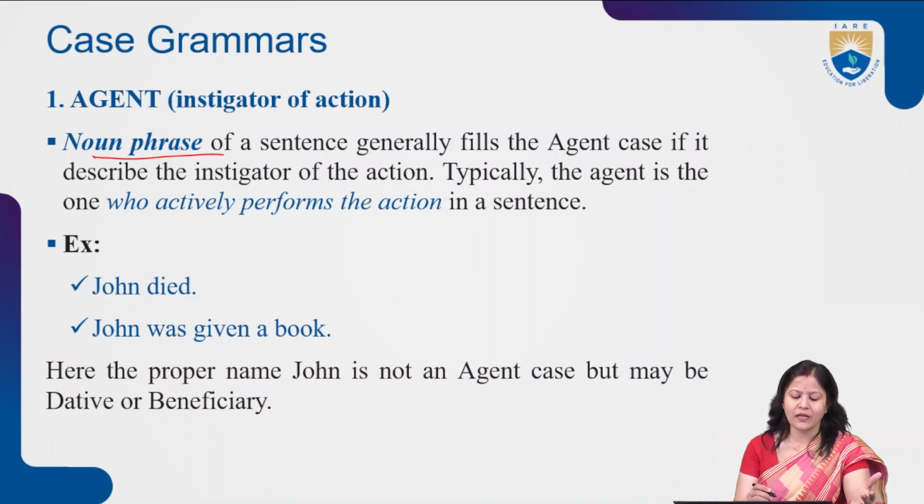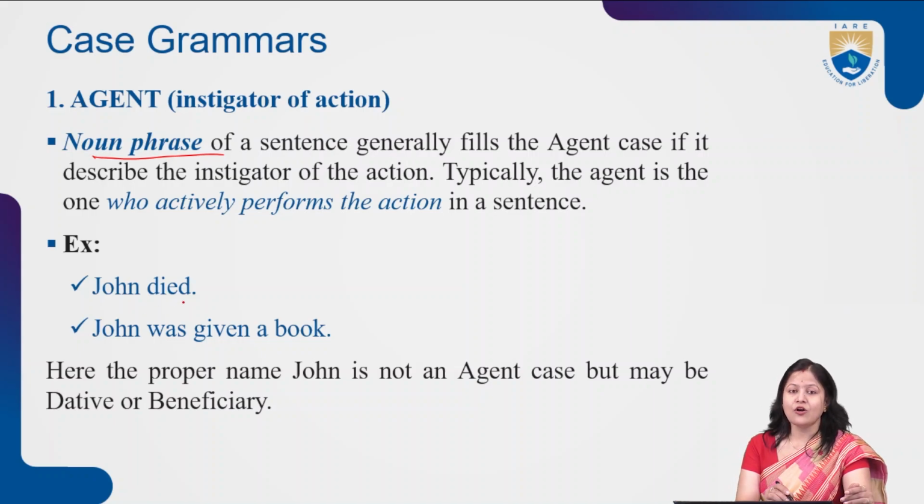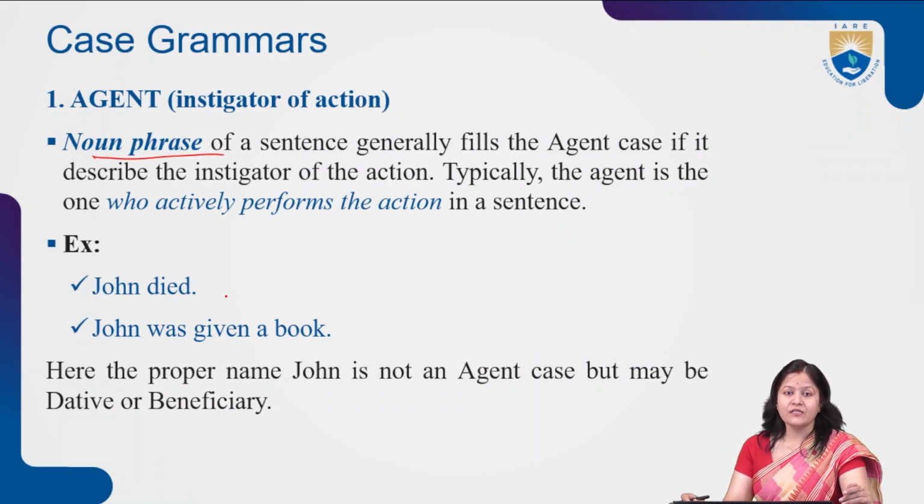Now you can see the example here. "John died." Second statement, "John was given a book." In the first statement, is John an agent? No, John is not an agent. John is not performing an action, and for dying, anybody does not perform any action; it is a natural death, normally we consider. So in "John died," the proper name is not an agent case, but it may be a dative or beneficiary case. John is not performing the action, so that is why John is not an agent. Second one, "John was given a book."